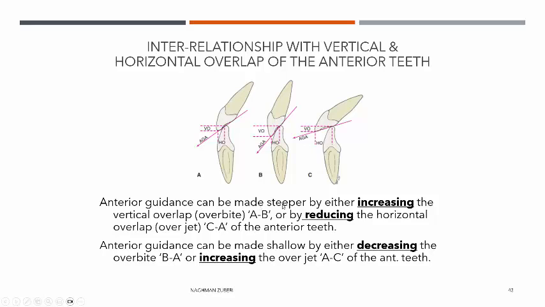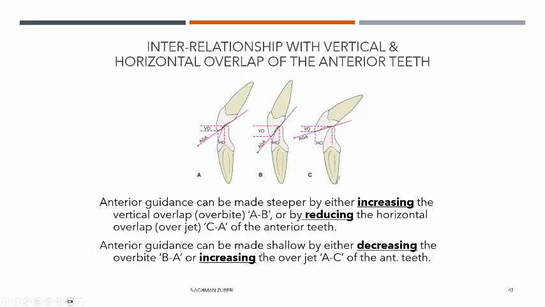Anterior guidance can be made steeper by either increasing the vertical overlap, meaning increasing the overbite. Here we can see it is not too much of an overbite. Here we have increased the overbite. Or by reducing the horizontal overlap from C to A. Here we can see there is a lot of overjet, and here it is minimal overjet. So you can even reduce the overjet while you are making a prosthesis.